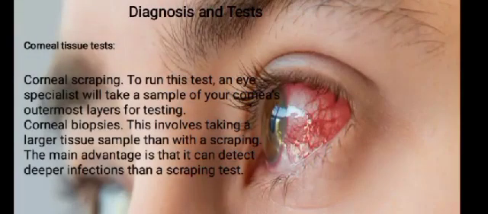Diagnosis: testing for AK may involve taking samples of corneal tissue. That can involve corneal scraping. To run this test, an eye specialist will take a sample of your cornea's outermost layer for testing. Corneal biopsies: this involves taking a larger tissue sample than with a scraping. The main advantage is that it can detect deeper infection than a scraping test. Both of these are more invasive and can be painful, but your provider will use numbing drops or medication to help with that.